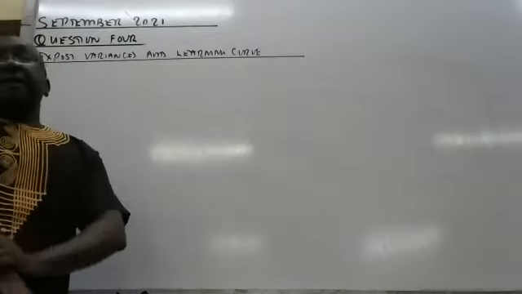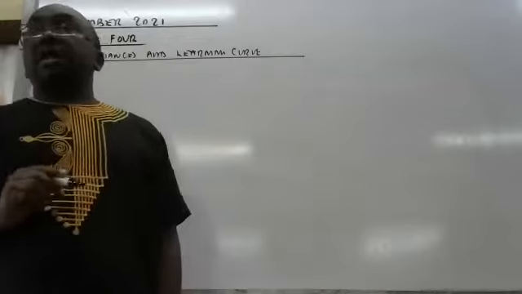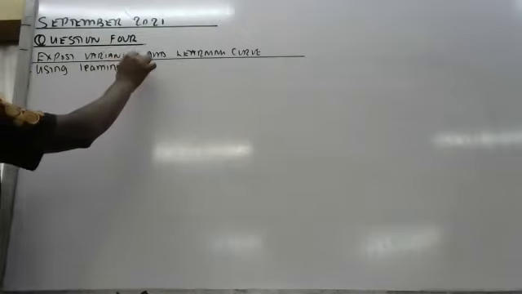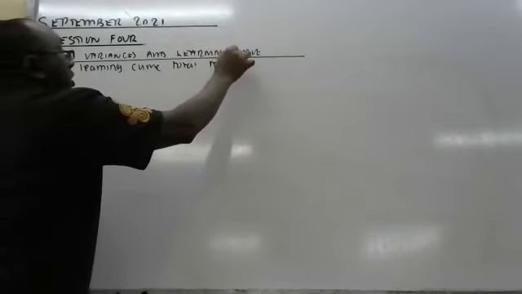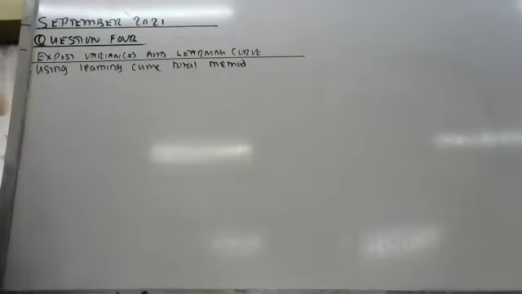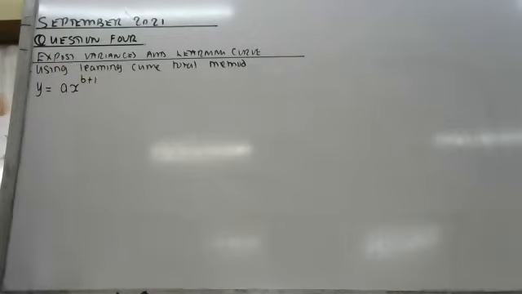And when we are in running curves, you must know whether you are using the average or the total approach. So in this case, it is the total. So you proceed and say, using running curve total method, you begin by writing the formula that Y is equal to aX^(b+1).